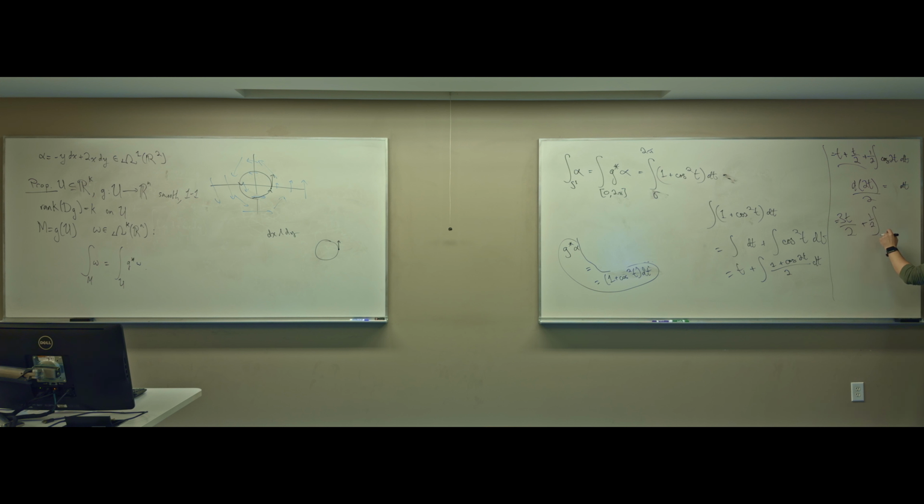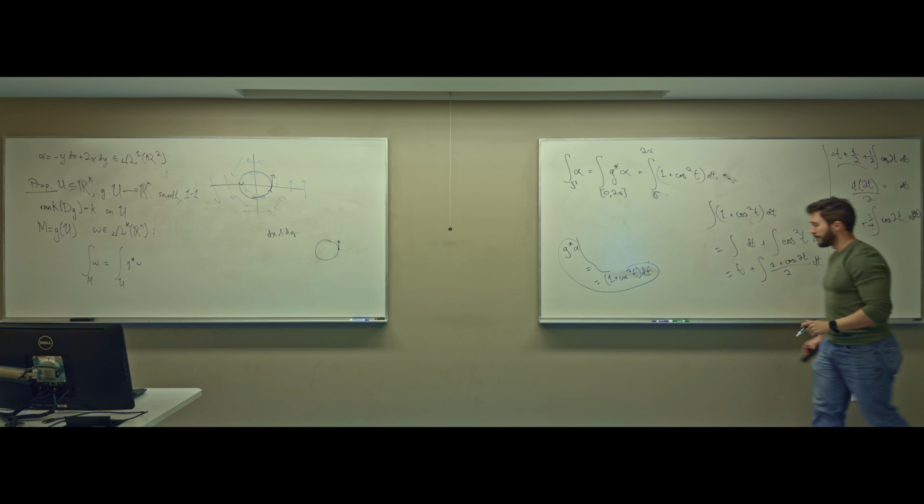And then you have cosine 2t dt 2t. And then you had another factor of 1/2 come out, so that, and then this is just the usual.